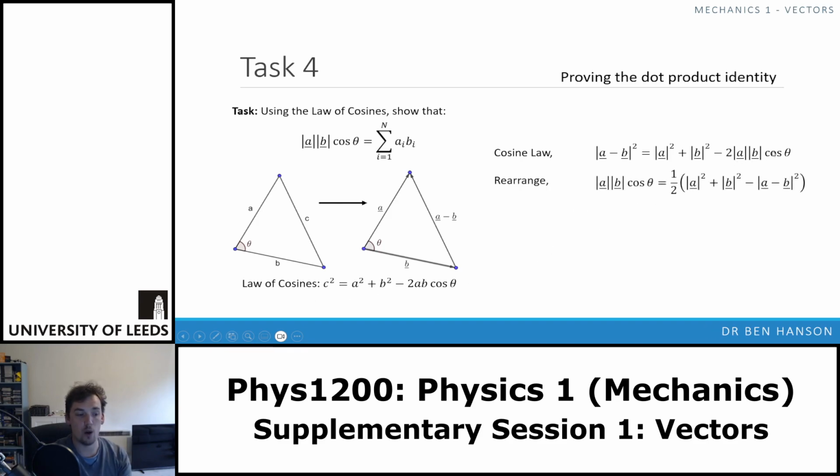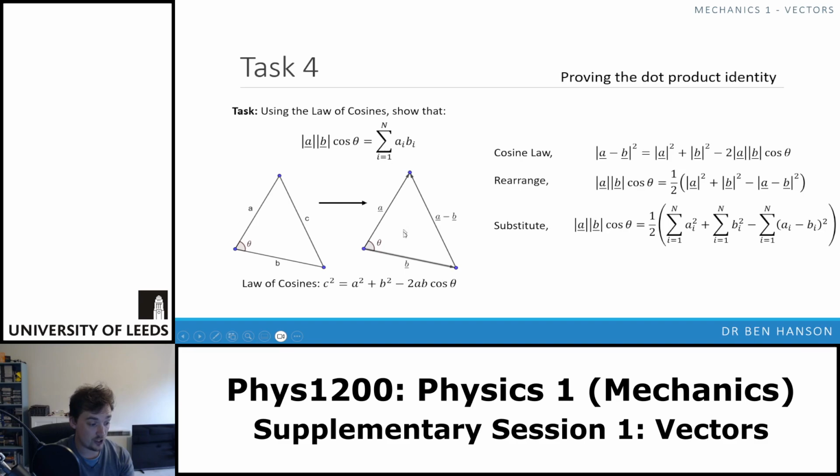Rearrange it to get our dot product bit there. Take that over to that side, take that over to that side, divide by 2. Mod A mod B cos theta, which we hope is going to equal this, is currently equal to a half of that times that minus that. Substitute those summations in, right? Because the modulus of A squared is the sum over all squares of all the components of A. So modulus of A squared is A1 squared, A2 squared, A3 squared, A4 squared. Add them all together. Same for this, and same for this, right?